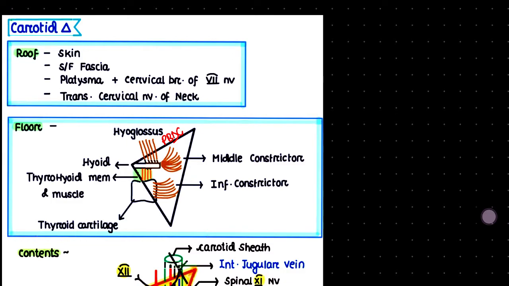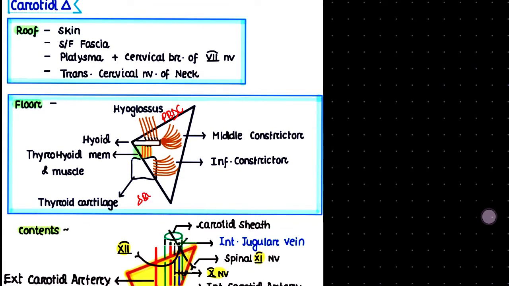We have superior belly of omohyoid muscle, right? And at the back, if you recall, we had what? Anterior border of sternocleidomastoid muscle. So these are in front and above. In front and above, what do we have? We have posterior belly of digastric muscle.